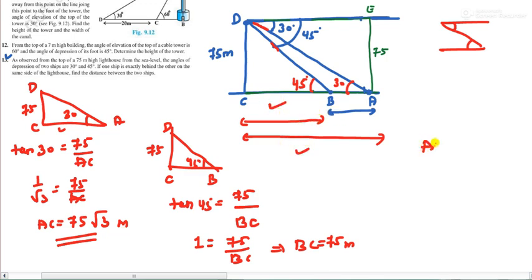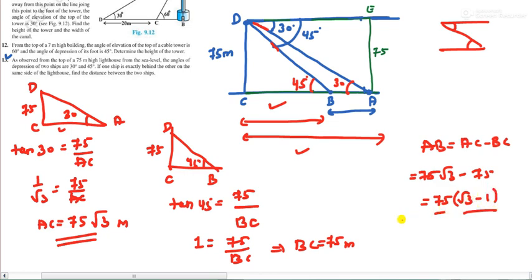So what will be AB? Yes, AB will be AC minus BC. AC is 75 root 3 minus BC is 75. If you take 75 common, you'll get answer as root 3 minus 1 here, and this is 75. Therefore the final answer is 75 into root 3 minus 1 meter. You can keep it in the meter itself.